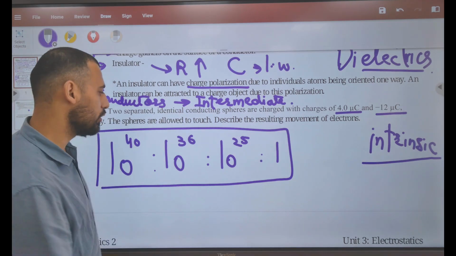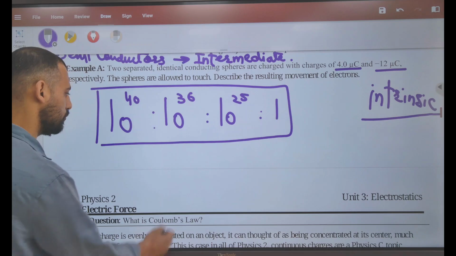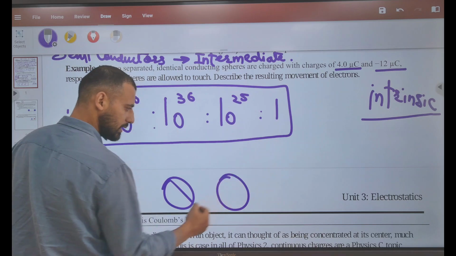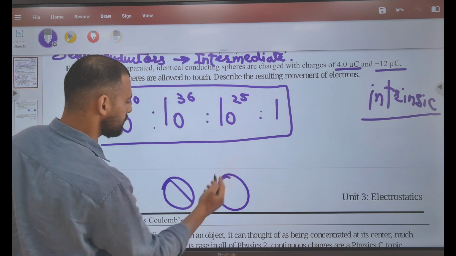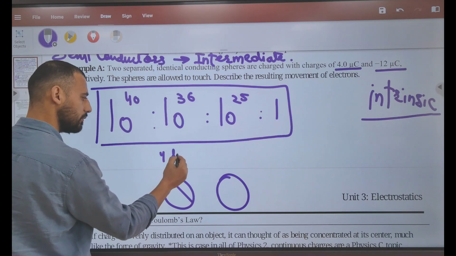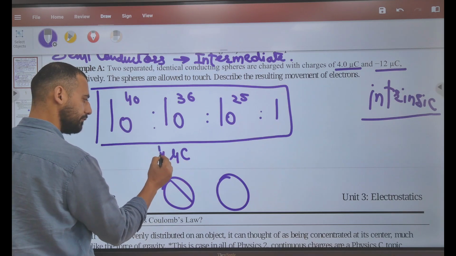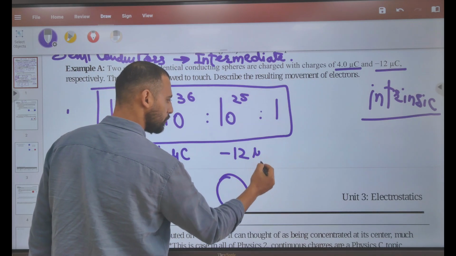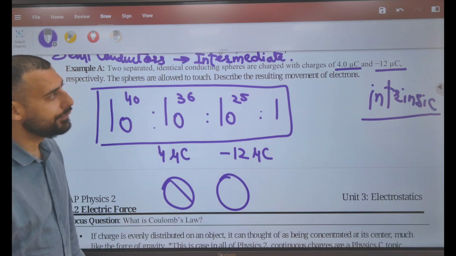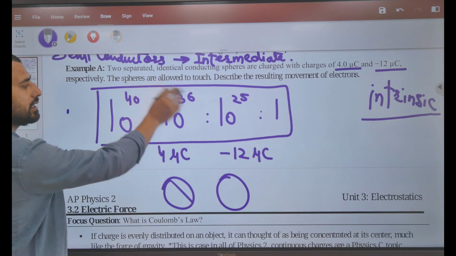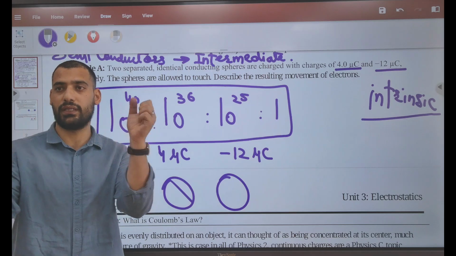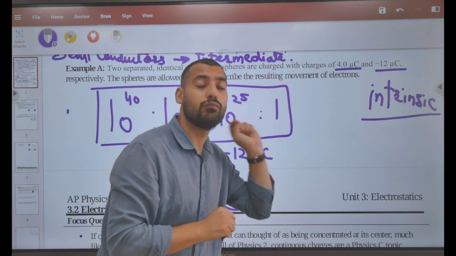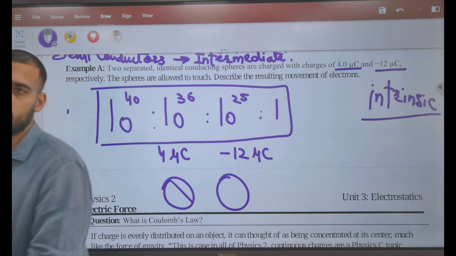Right? So I'll draw the two bodies, for example. There are two bodies, one is this and the other one is this. They're symmetric. One has 4 microcoulombs, and the other has minus 12 microcoulombs. The question is, the spheres are allowed to touch. Now we are bringing them close to each other. Describe the resulting movement of the electrons. Tell me what is going to happen.